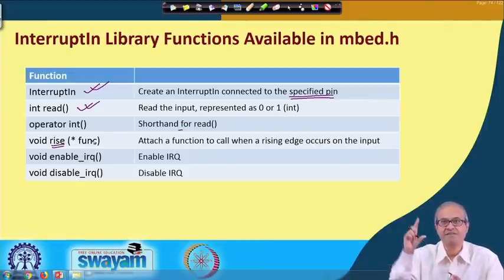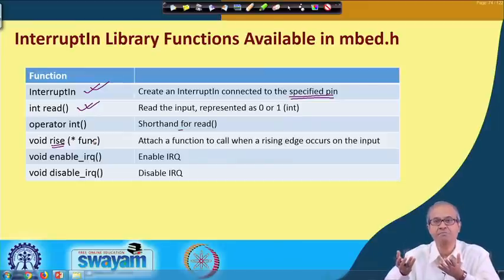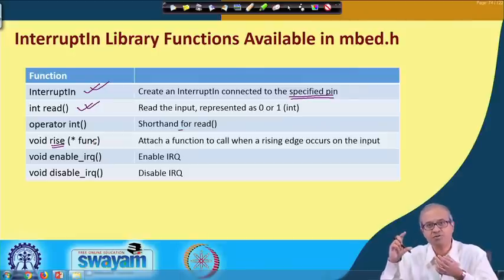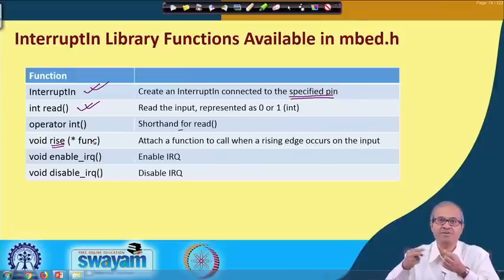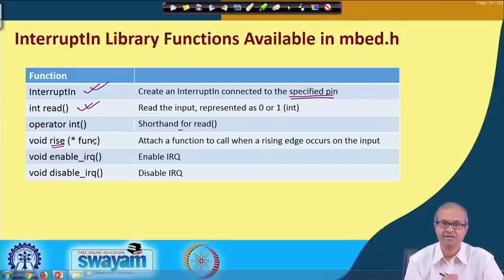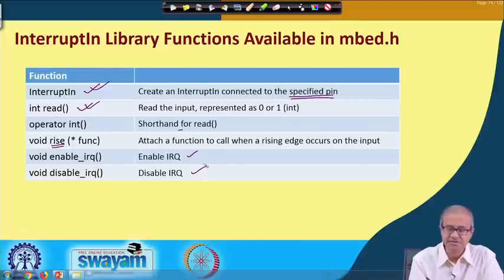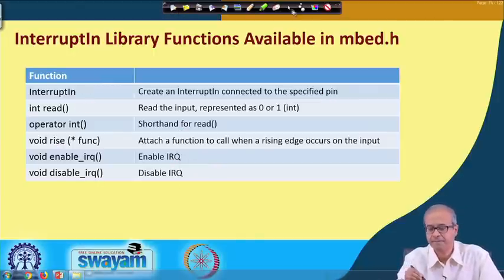This means if there is a rising edge on the interrupt input, automatically that function will be called. So, essentially that function is like your interrupt service subroutine or the interrupt handler. When you are writing a C program, you can specify for a particular interrupt input what will be your interrupt handler. And you can enable and disable the interrupts by calling the functions enable IRQ and disable IRQ.